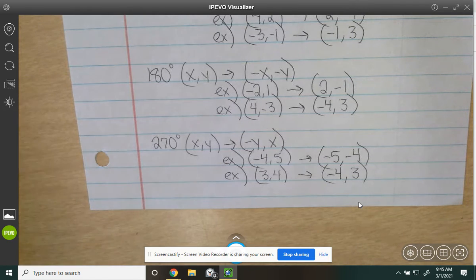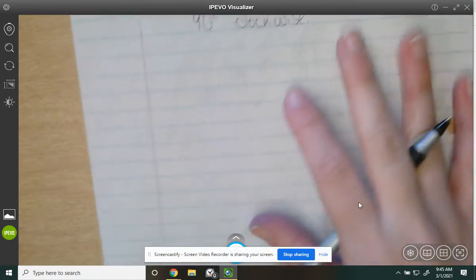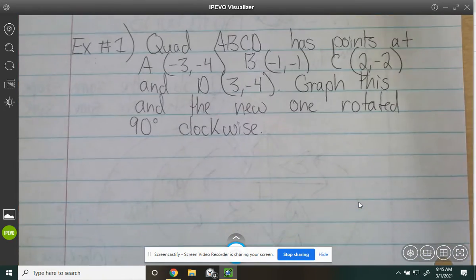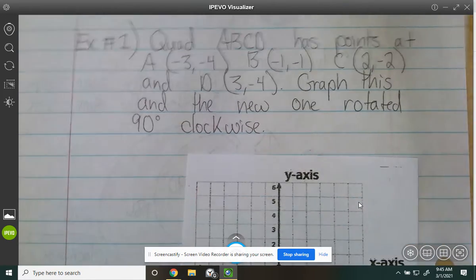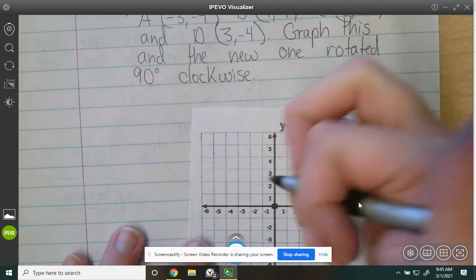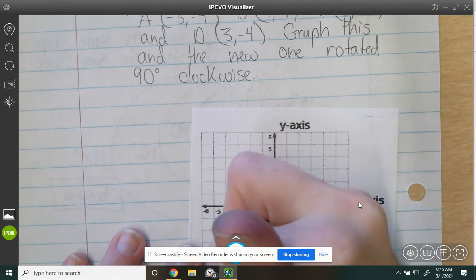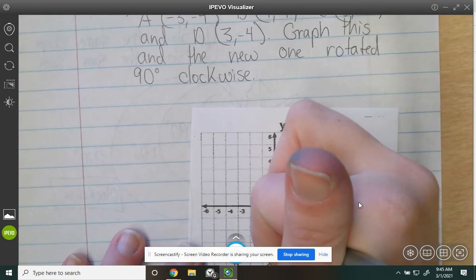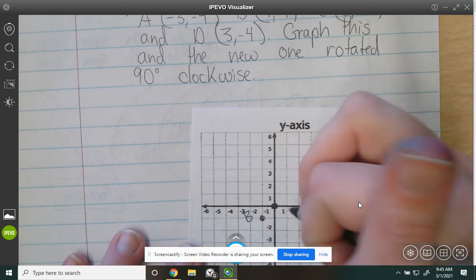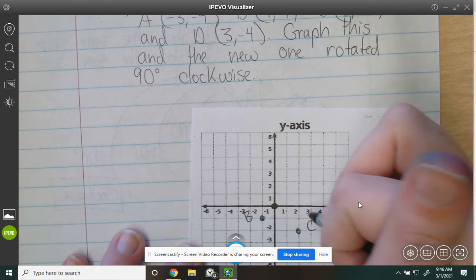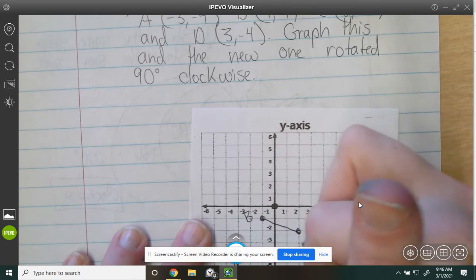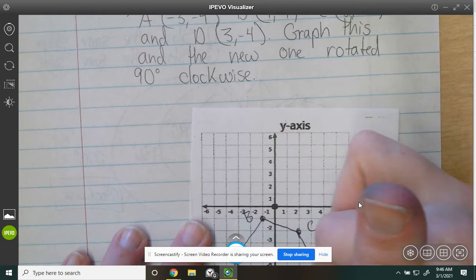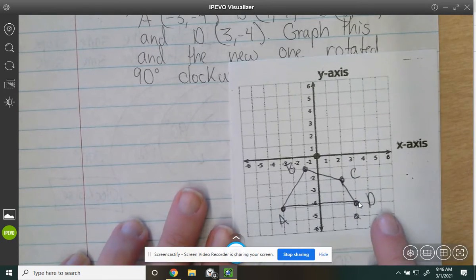All right, so that is the rules for rotating. Now we are going to do one graphing. So go ahead and pause this and write all that loveliness down. Okay. So you're going to graph those 4 points. So that'd be A, B, C, D. This is why you don't do math in pen. Okay, so there's my A, B, C, D.